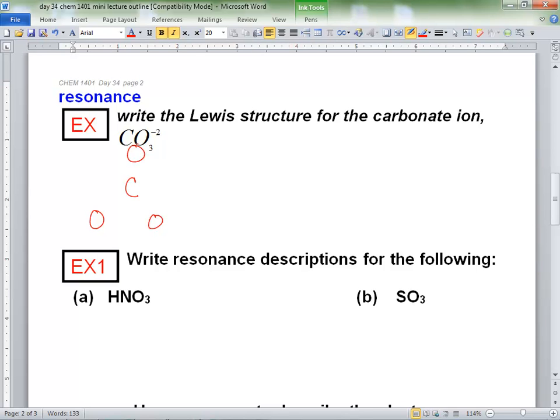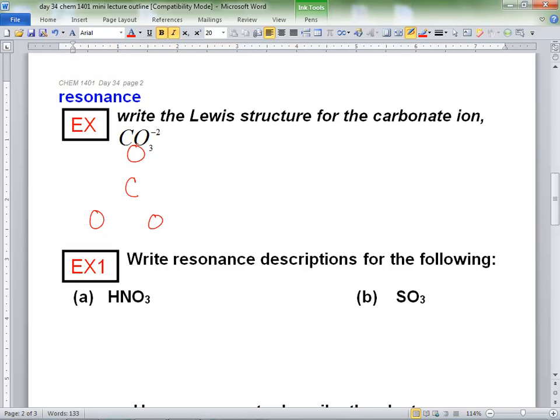If you break the octet rule, that means you might have how many electrons around you? If you're an atom and you're breaking the octet rule in a Lewis dot structure, it could be less than 8, or it could be more than 8. Exactly. Okay? So we'll do one of those, and then we'll go to the boards. First, let's knock this one out.